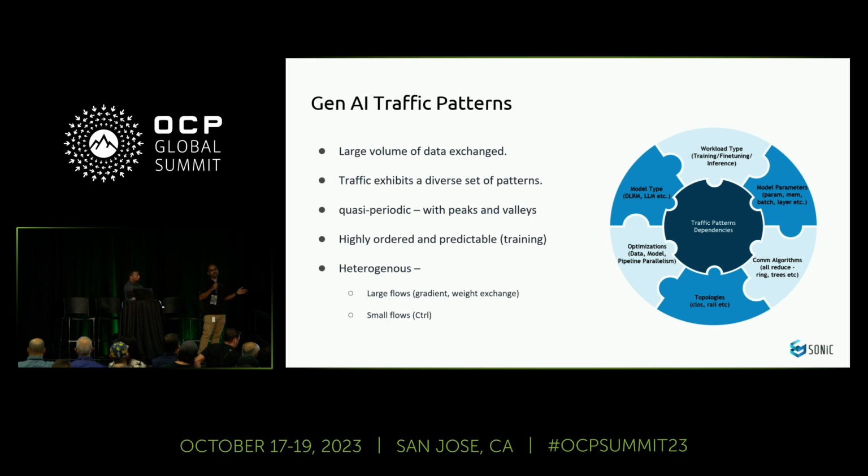So the batch size determines how big your traffic is going to be, right? If you have a larger batch size, it's going to take longer to compute. If you have a smaller batch size, you're going to have short packets coming out, right? So those are going to change your traffic. And next, the communication algorithms. Each of the communication algorithms is different, they all reduce.